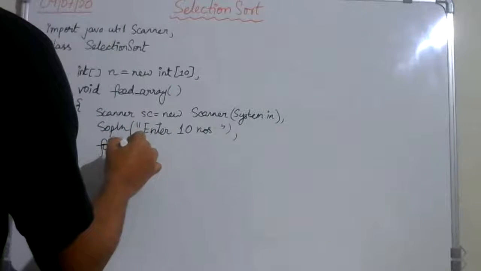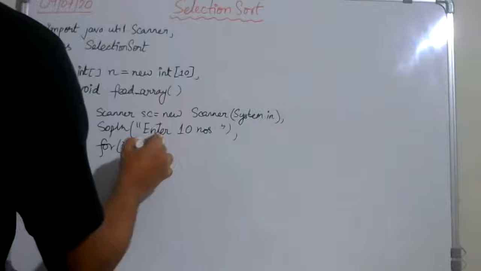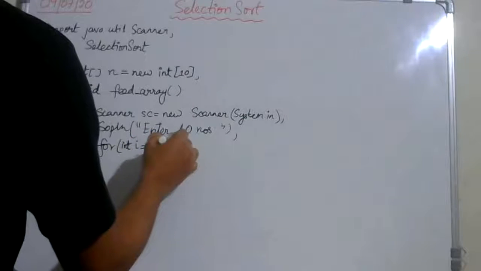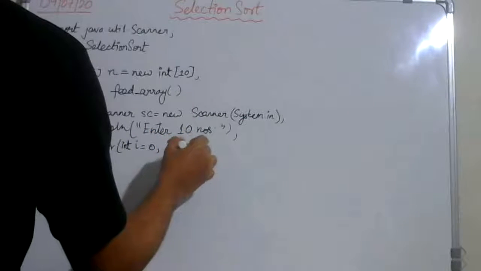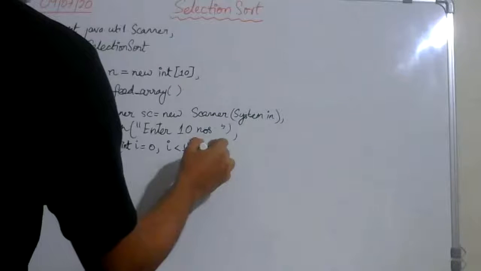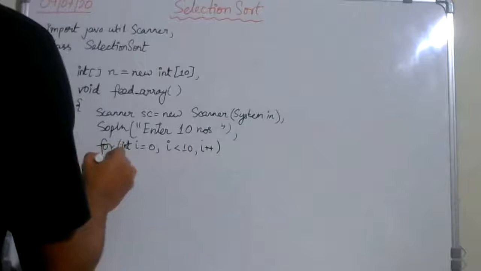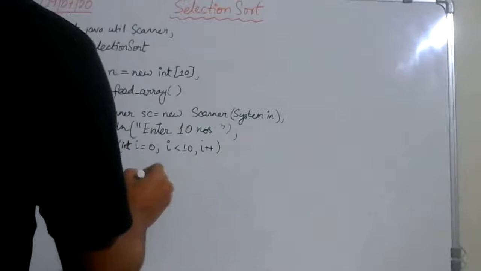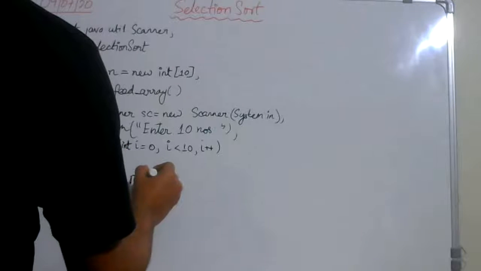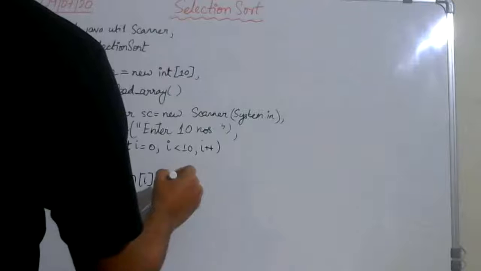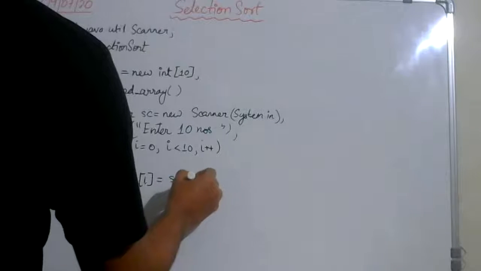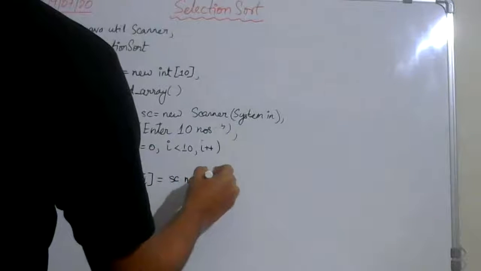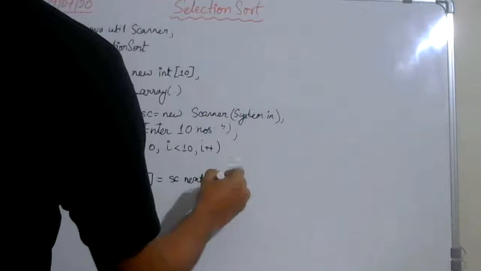So for int i, I'll start with 0. It's pretty much the same thing. i is less than 10, i plus plus, and n of i is equal to sc dot nextInt.